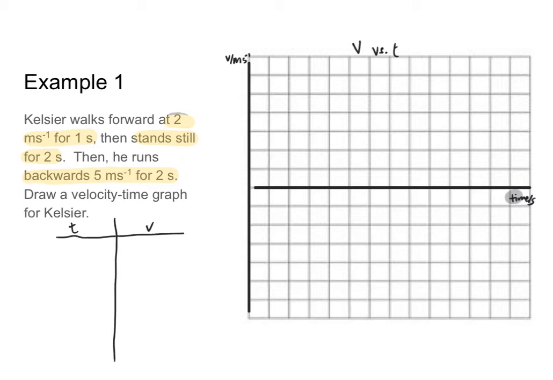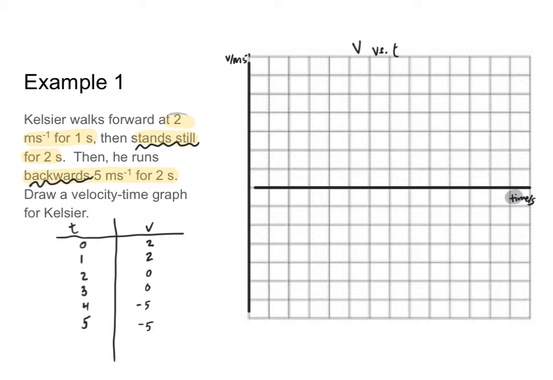So again, I start at 0 and go to 1 second. And for that period of time, I'm traveling at 2 meters per second. Then for 2 more seconds, so my 2nd second and my 3rd second, Kelsier is going to stand still. So his velocity will be 0. Because that's what standing still means, right? You're not moving. Then he'll run backwards at 5 meters per second for 2 seconds. So my 4th second and my 5th second, he is going to be moving at -5 meters per second since he has changed direction. So let's go ahead and turn this into a nice graph.